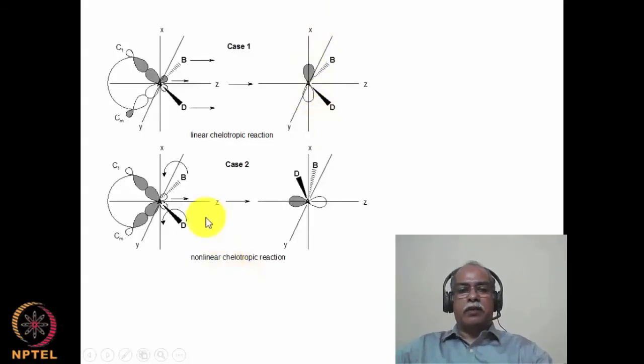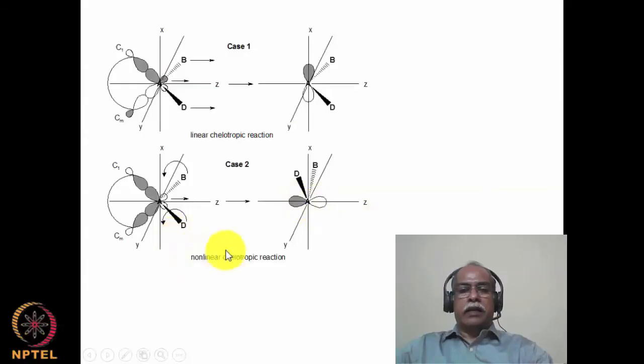In the case of the nonlinear cheletropic reaction, this is a nonlinear cheletropic reaction because atom B and atom D are pulled upward towards the x-axis, so much so that at the end of the reaction, the DAB molecule is actually lying on the XY plane, not on the XZ plane. As a result, there is a tilting motion taking place, as shown by these curved arrows, resulting in the formation of a p orbital along the Z direction.